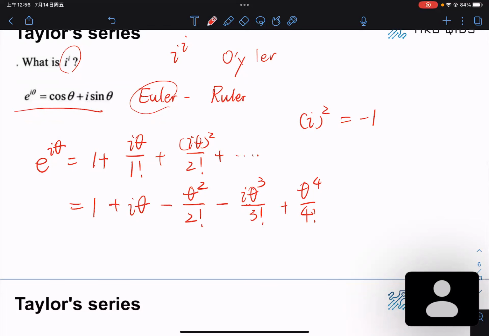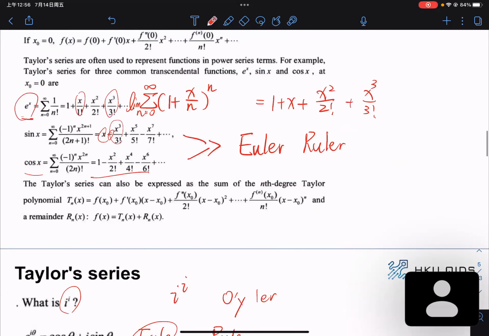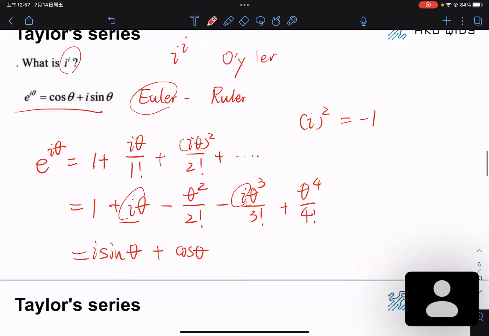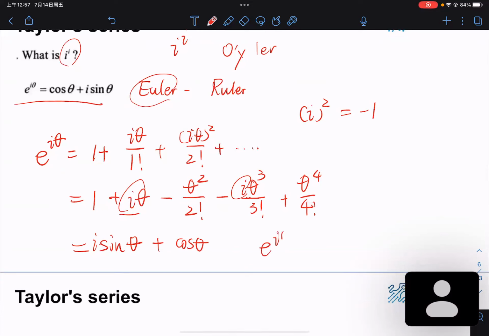And because we already know the formulas of sine and cosine, right? We can see that this part is actually equal to cosine theta plus sine theta multiplied by i, because we have i here for each odd term. Okay. So we prove this formula: e^(i theta) equals cosine theta plus i sine theta.